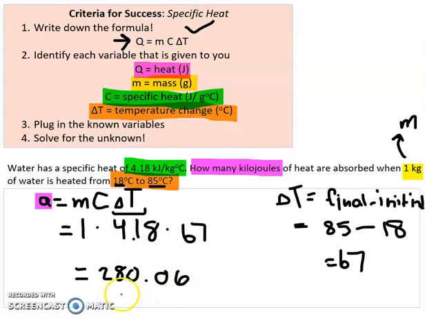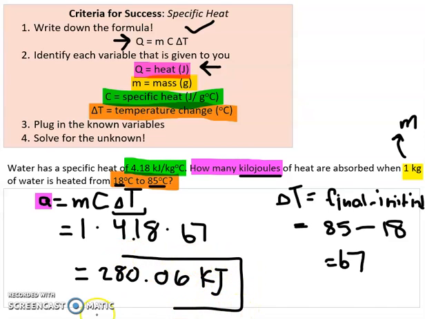Last thing I need is to do my units. So the units are here, kilojoules, that is what I was looking for. You can also get it from Q. You know that your Q should be in energy unit, so joules. But remember, we are working with kilojoules. So this is my final answer, 280.06 kilojoules.